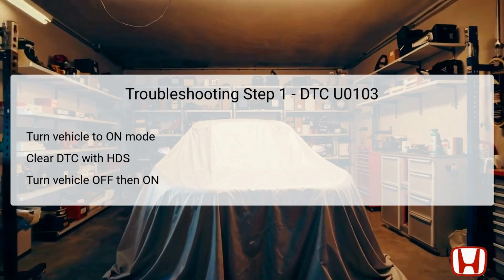The first step in troubleshooting DTC U0103 involves basic problem verification using the Honda Diagnostic System, HDS. Begin by turning the vehicle's ignition to the on mode, which activates the vehicle's electrical systems. Use the HDS tool to clear the DTC from memory. After clearing the DTC, turn the vehicle off and lock it. Following that, turn the ignition back to the on mode again.